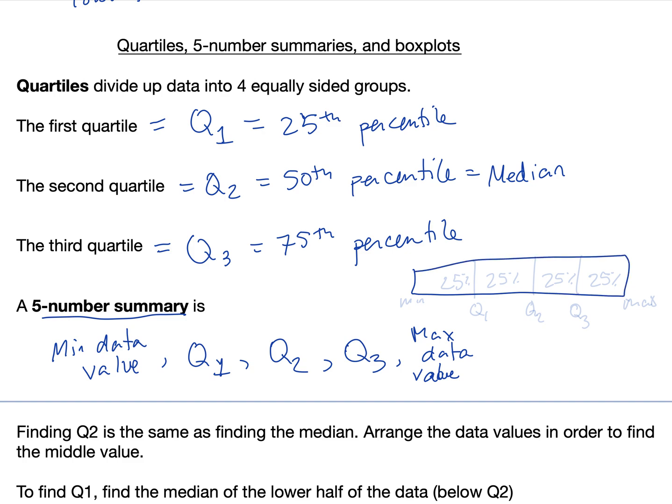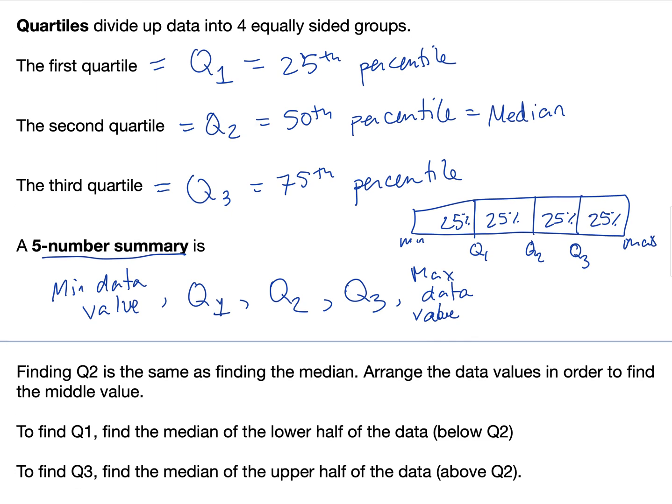So you've got your min and your Q1, your Q2. Now my groups are not equally sized. Your Q3 and your Q4, or your max. And we've got 25% of the data here, 25% of the data is in here, 25% of the data is in here, and 25% of the data is in there. So a quarter of the data is between each of those sets of values.